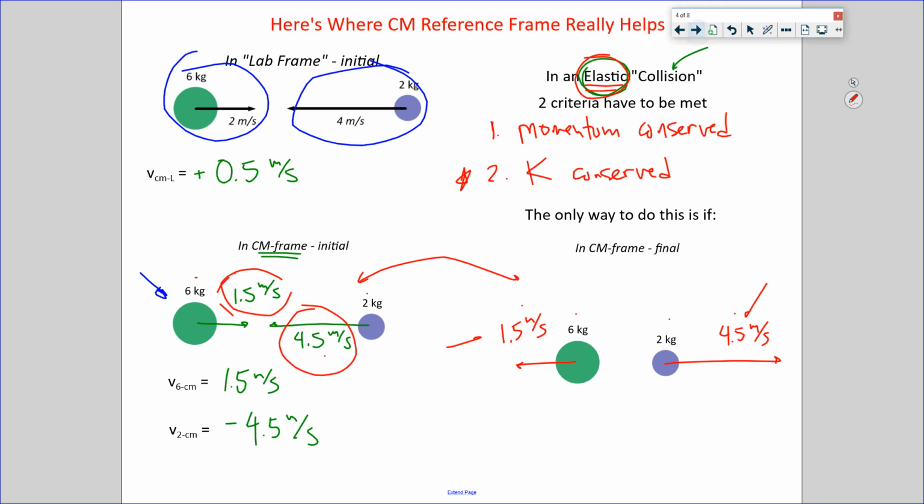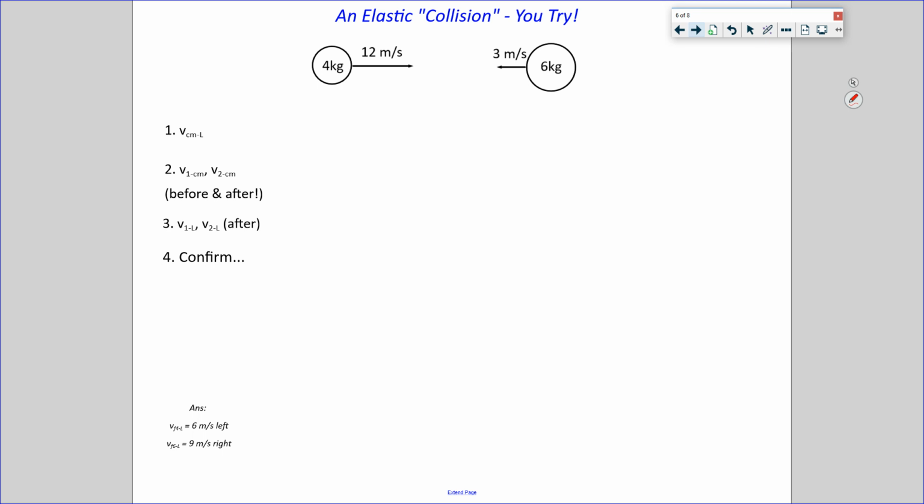Okay, so what you should try is this one. I randomly made up these numbers. Assume that this is a completely elastic collision. There's a series of steps you've got to go through. Here's the answer at the bottom.